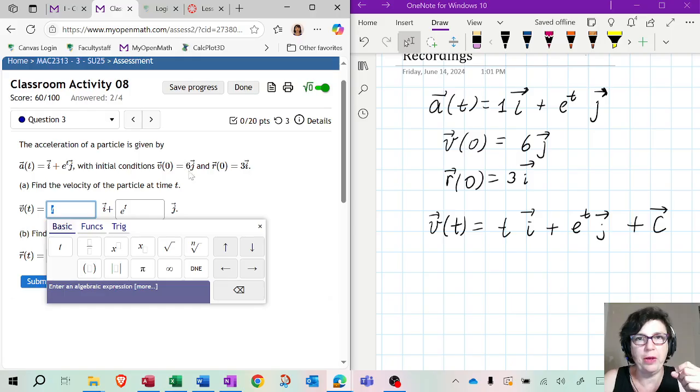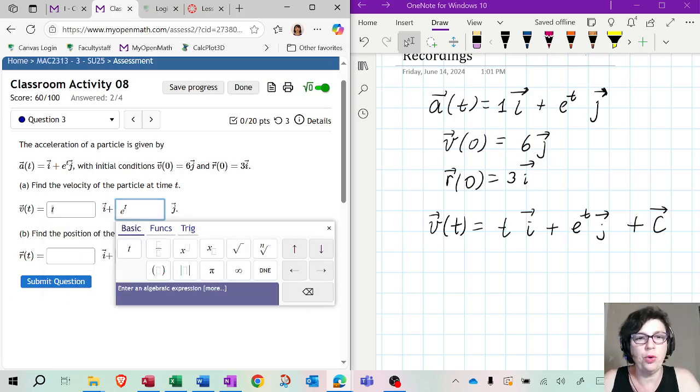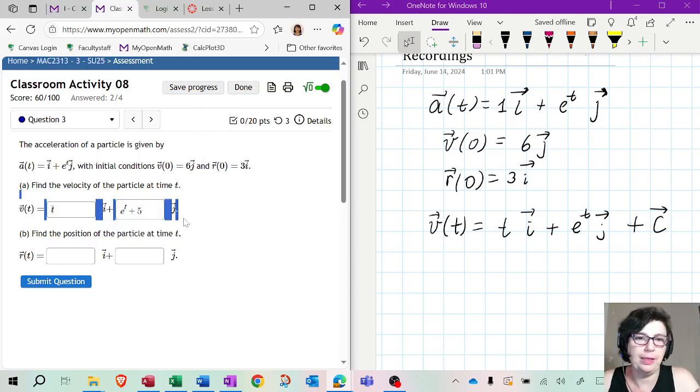Which is fine because my velocity at 0 should be 6j. So the i-th component should be 0. That's good. Now let's plug in 0 over here. Well, e to the power 0 is 1, and it's not 6. So I would need to add 5 to make it 6. And that's it. See, it's not that hard.